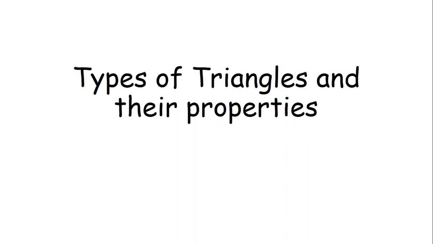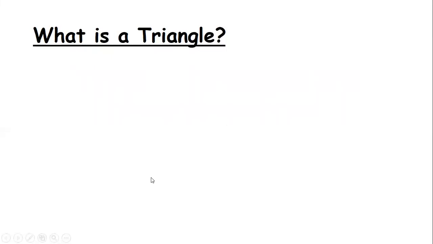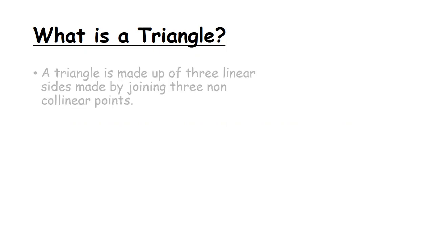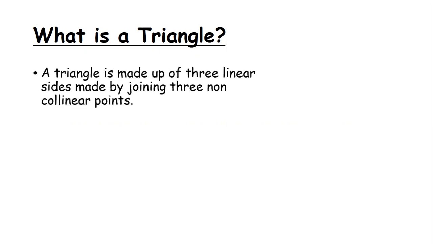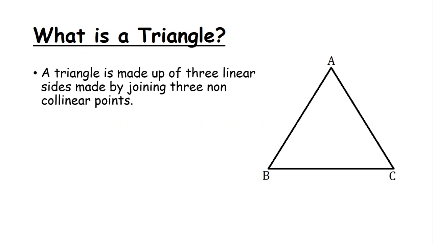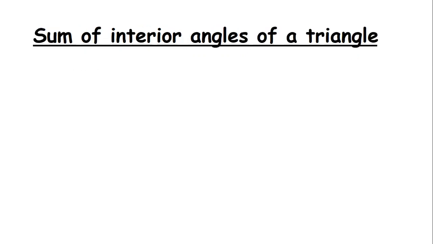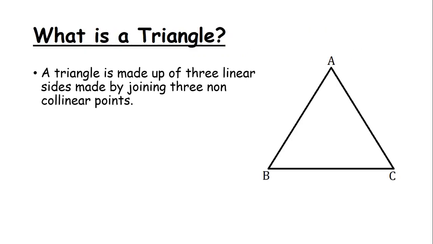So what is a triangle would be our first question. When you talk about triangles, what is it that we talk about? A triangle is when we have three non-collinear points and we join them with straight lines. So a triangle is made up of three linear sides made by joining three non-collinear points. We have three points, A, B, C, and then we join them with straight lines. We have a two-dimensional shape called a triangle.